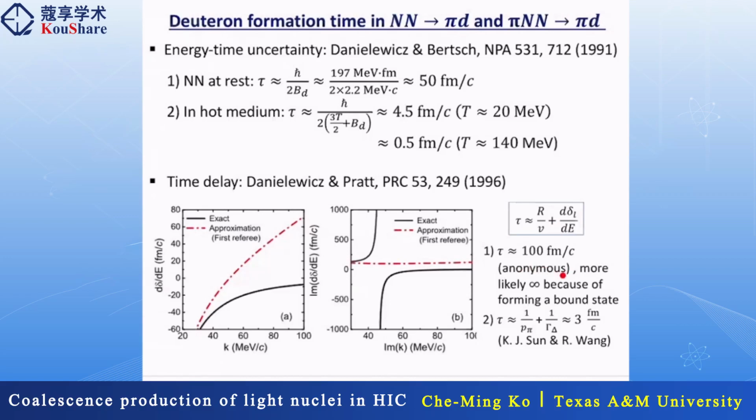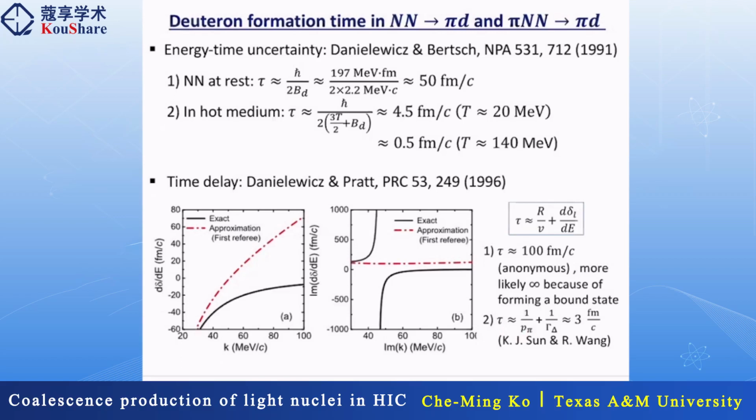And some anonymous guy claimed that if you calculate using a red curve, then you get something like 100 Fermi over c, right? That's a radical approximate curve. That's about 100 Fermi over c. Then that's bad. If the deuteron takes 100 Fermi over c to form, then how can we talk about kinetic theory for deuteron production?